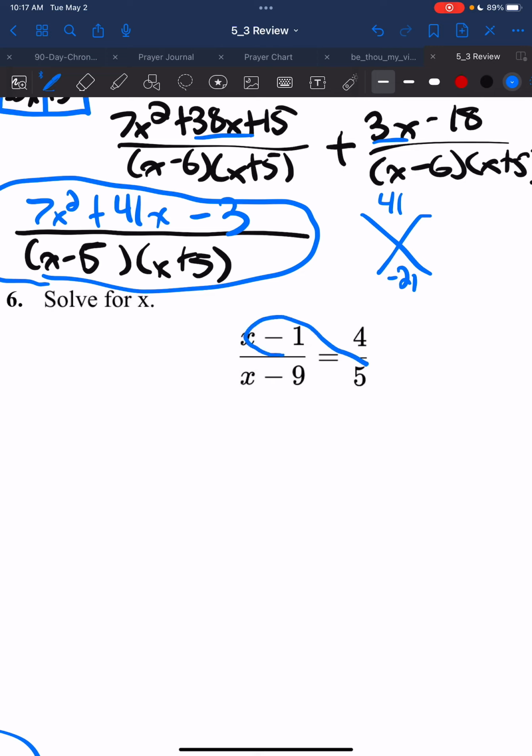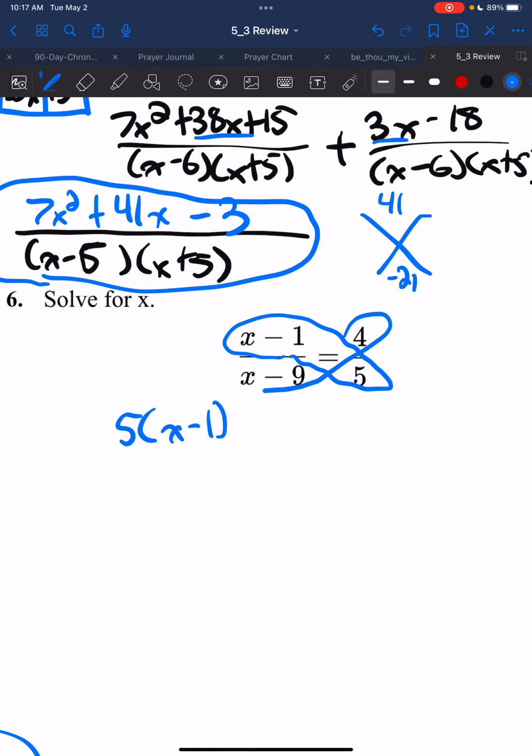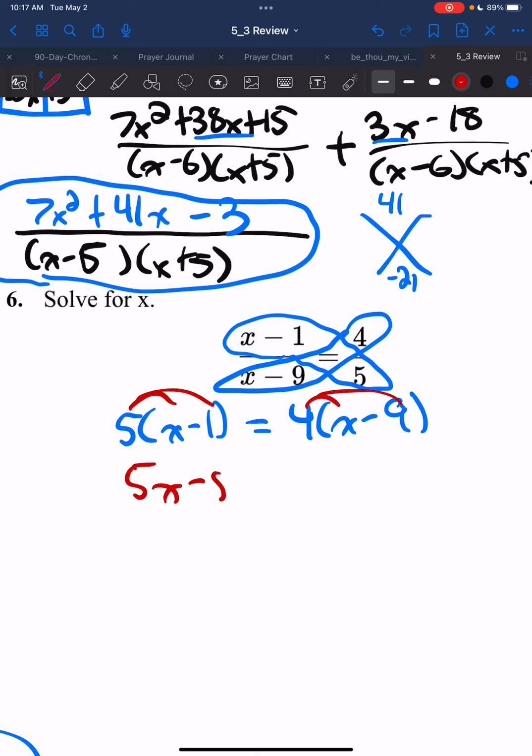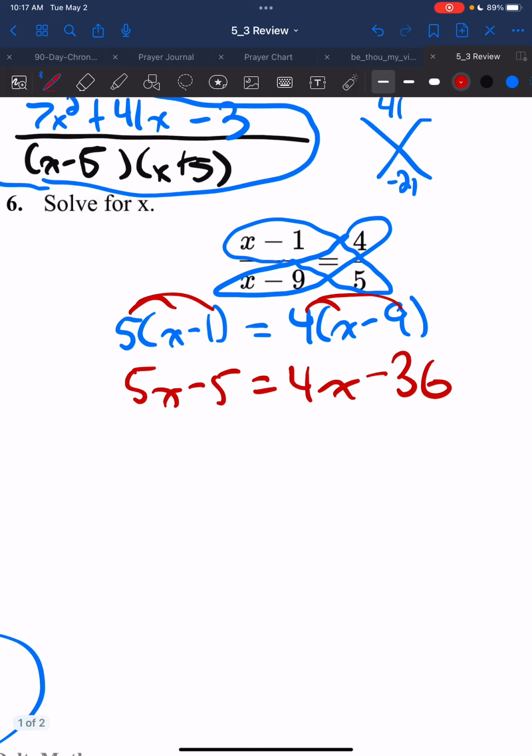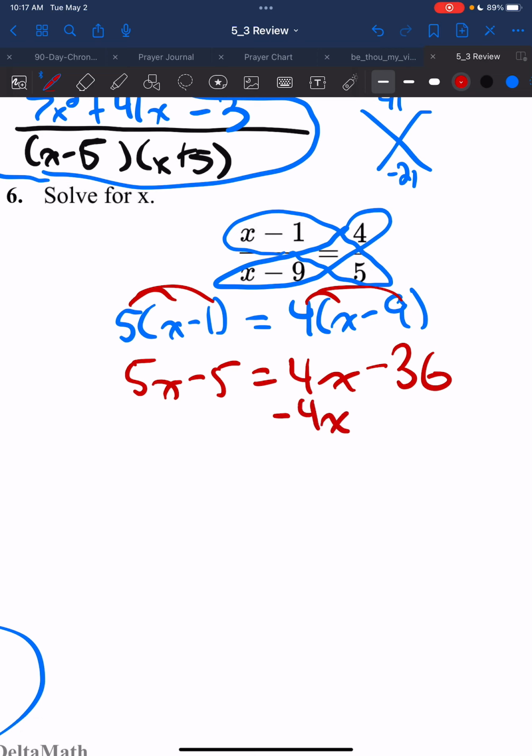So when I have a proportion like this, all I'm going to do is my little butterfly method, cross multiply. So I'm going to have 5 times x minus 1, and then I'm going to have 4 times x minus 9. So I distribute to both of these. Boom, boom, boom, boom. 5x minus 5 equals 4x minus 36. Going to do my algebra quickly. Slow it down and pause if you need to show the steps.